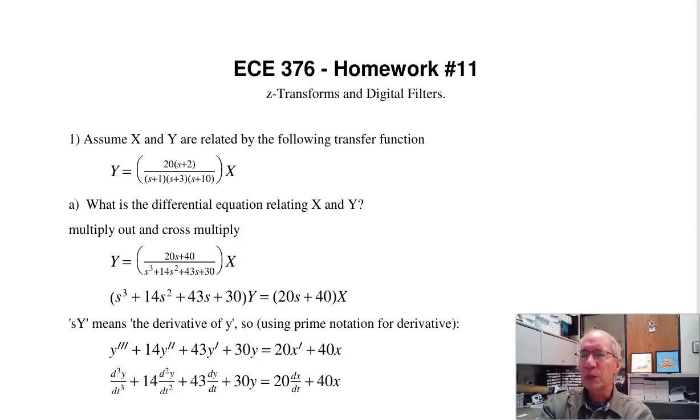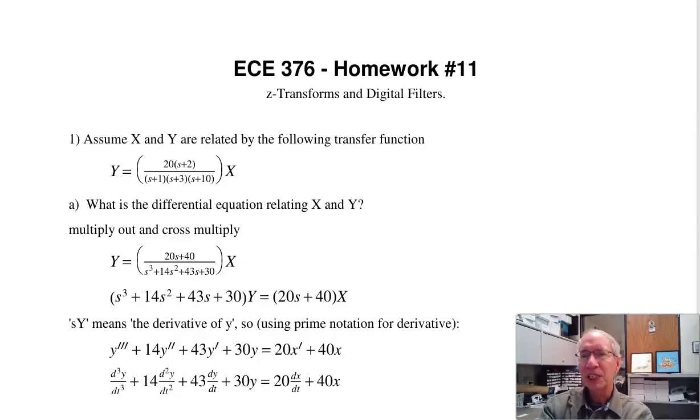Here are solutions to homework set number 11 for ECE 376 Embedded Systems. This homework set looks at Z-transforms and digital filters, how to implement a filter in software. So problem 1 is actually a filter in the S-plane.